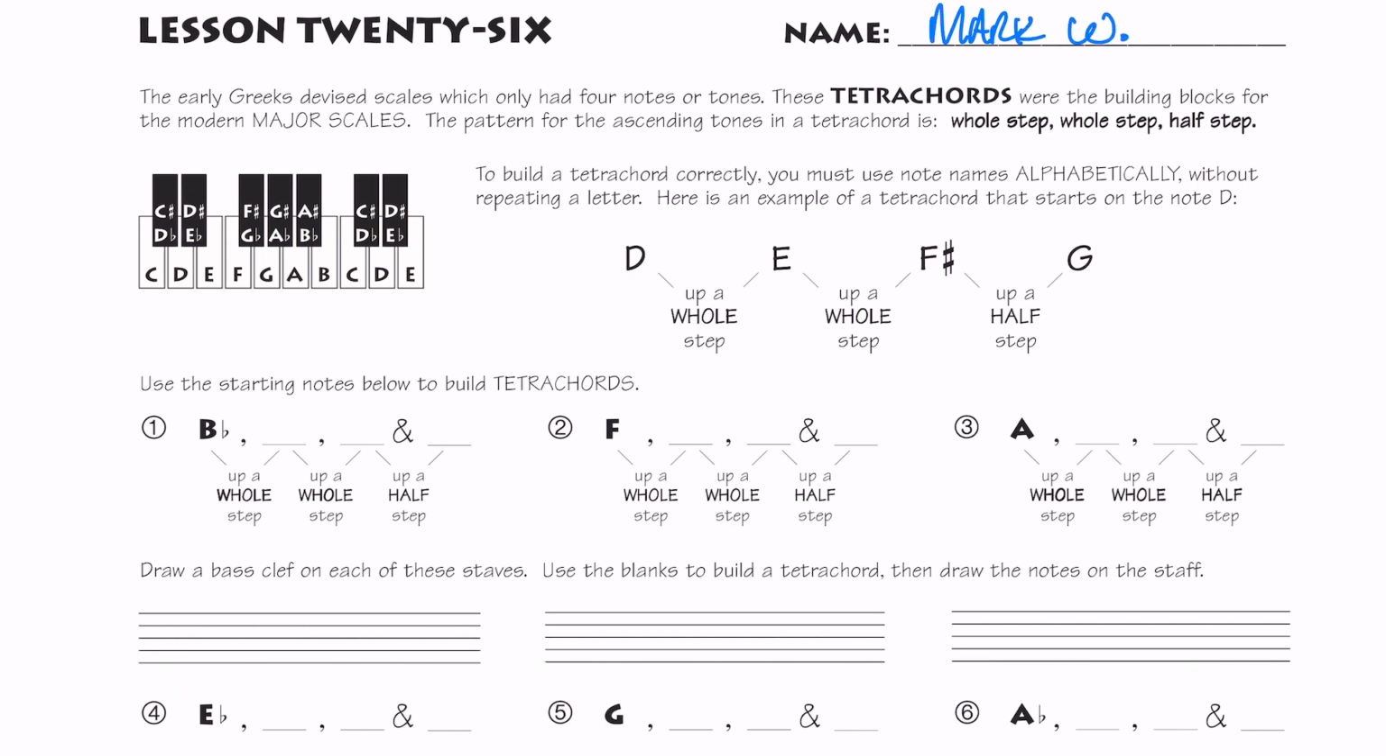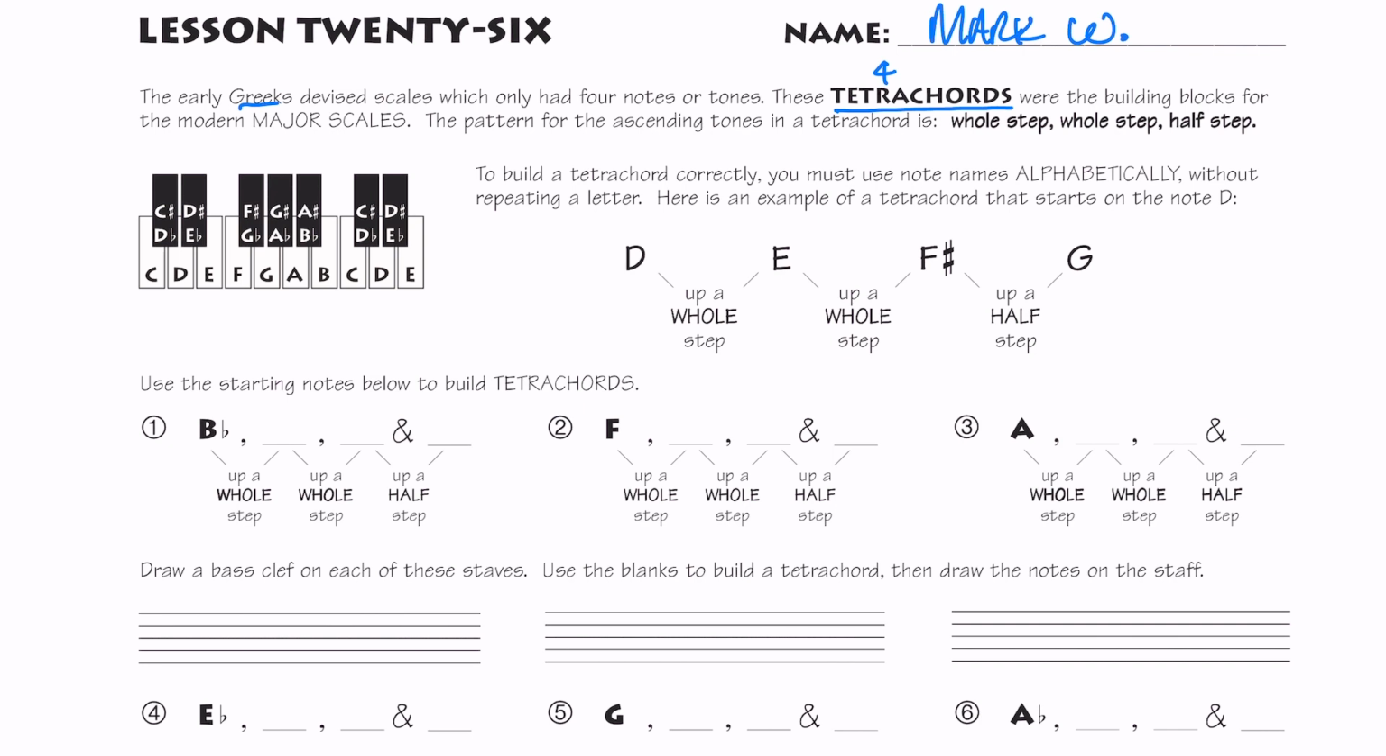So the early Greeks devised scales that only had 4 notes or tones, and we would call these a tetrachord. Tetra meaning 4. So these were the building blocks for our modern major scales. And a major scale is what most of the music that we know, like children's songs and tunes that we hear, are composed in. Okay, there are other types of scales. There's minor scales, there's Phrygian and Dorian and all of those types of things. But for right now, you just need to learn about the major scales.